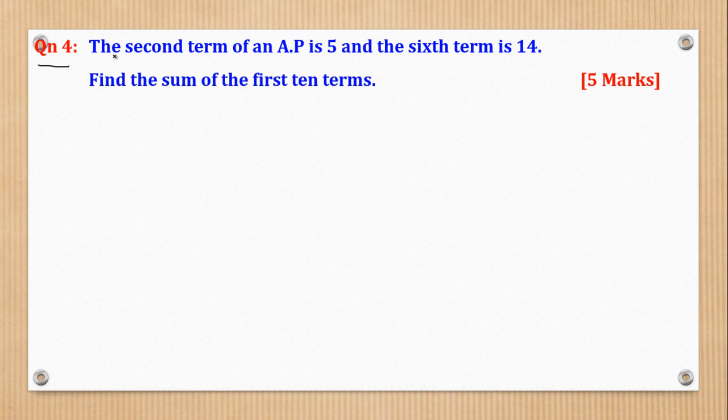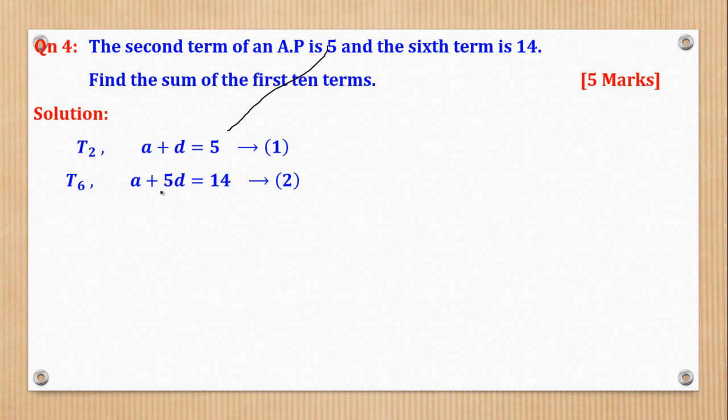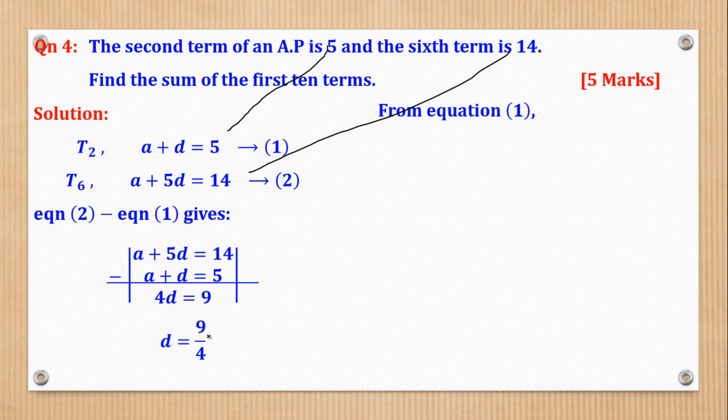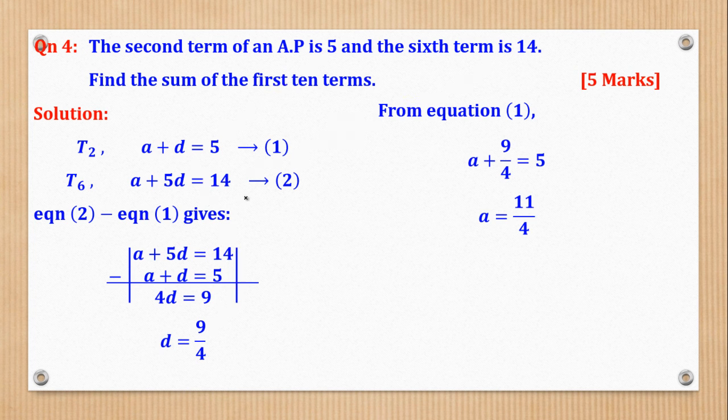Then question 3 says the second term of an AP is 5 and the sixth term is 14. Find the sum of the first 10 terms. So the second term is a plus d, which is 5. Then the sixth term is a plus 5d, which is 14. Then you solve those two equations. If I choose to eliminate a first, I'll come up with d as 9 over 4. Then when I substitute d in equation 1, I'll come up with the value of a as 11 over 4.